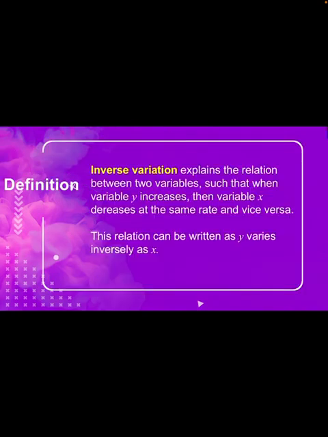First, the definition. Inverse variation explains the relation between two variables such that when variable y increases, then variable x decreases at the same rate, and vice versa. This relation can be written as y varies inversely as x. Previously, in direct variation, when y increases, the variable x increases at the same rate. So now we have an opposite situation.